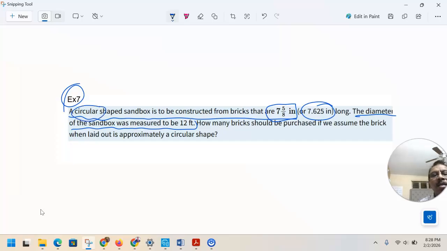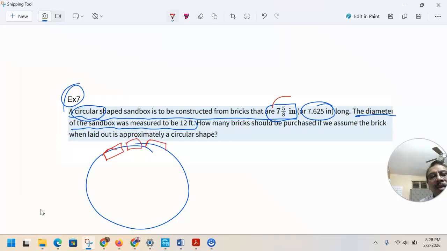So it is circular, and this has to be covered with bricks of almost half a foot. We want to know how many of these will fit in. The question is how many of these bricks have to fill the entire circular edge, the circumference. So the first step is to figure out the circumference, and to find it, they give you the diameter.